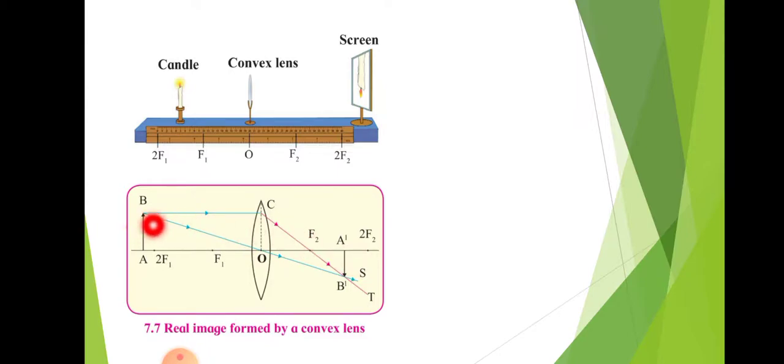So the image of the object is formed here. But you can see the image is inverted. So this is a real and inverted image.